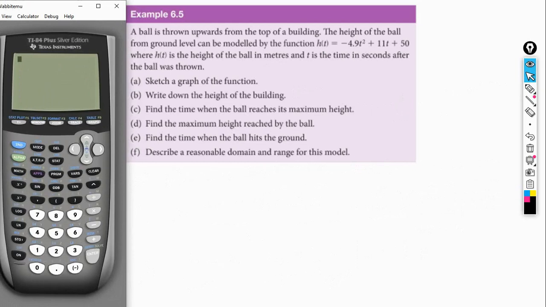So now I'm going to show you how to use the GDC to solve the same problem. First of all, let's sketch the graph using the calculator. We go to y equals, and there we plug in the function, but this time in terms of x: minus 4.9 times x squared plus 11x plus 50.